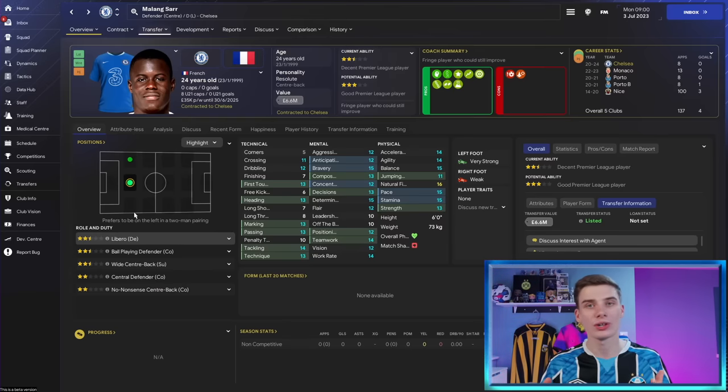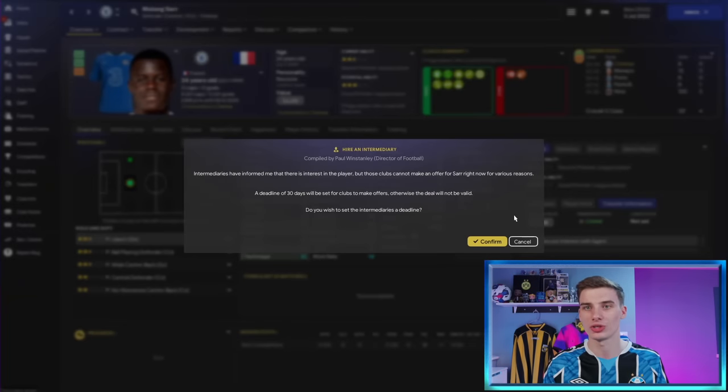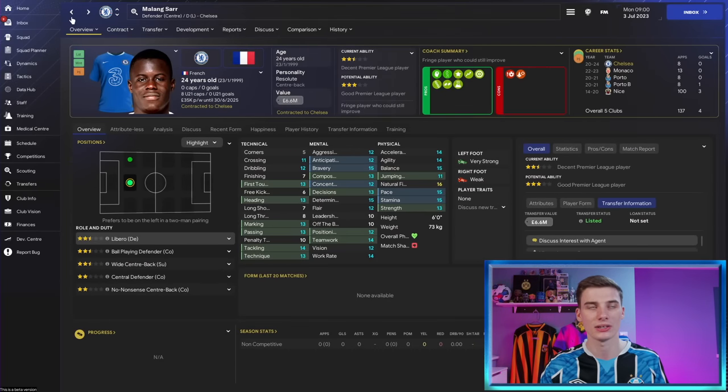So now I know, okay, I want to sell Malang Sarr, and I can go ahead and try and do that, whether it's by offering him out or hiring an intermediary, which, by the way, is a new introduction this year, very easy to get rid of deadwood players like Malang Sarr that might normally have not got offers before.